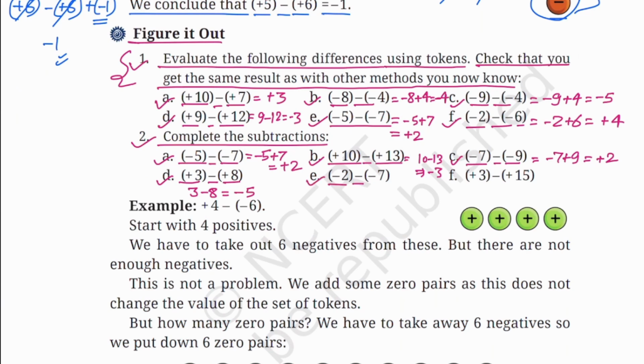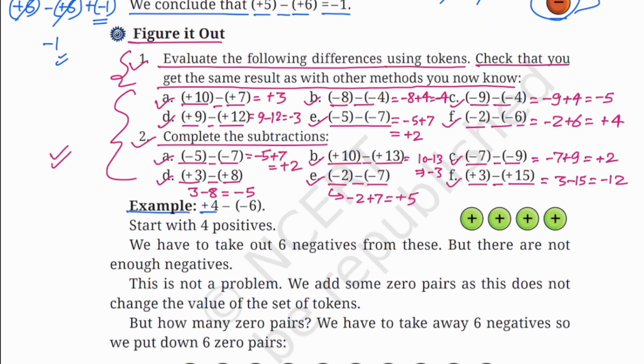E, minus 2 minus minus 7. Minus 2 plus 7, the answer is plus 5. F, plus 3 minus plus 15. 3 minus 15, the answer is minus 12. You have to do these questions using tokens. The answers will be the same.